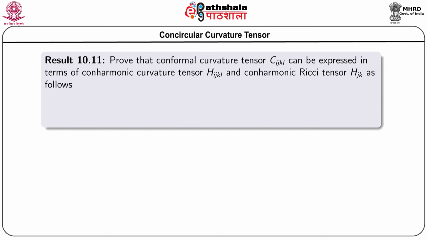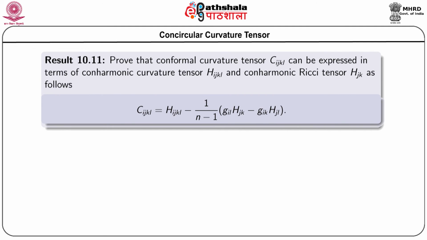Now, here we shall establish a relation between the conformal curvature tensor and the conharmonic curvature tensor with the conharmonic Ricci tensor, and this follows like this: C_ijkl equals H_ijkl minus 1 by (n minus 1) times the bracket, g_il H_jk minus g_ik H_jl, and the proof follows like this.